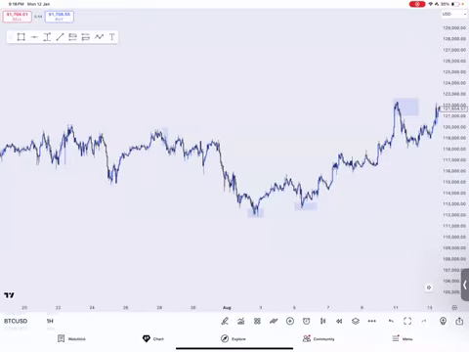Now, there are three distinctive patterns in which the market makes its movements.